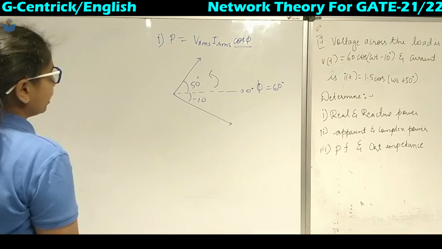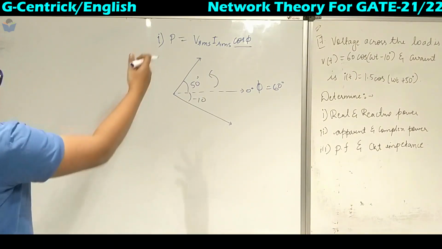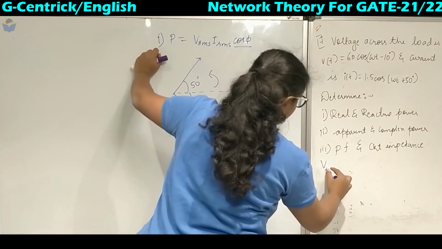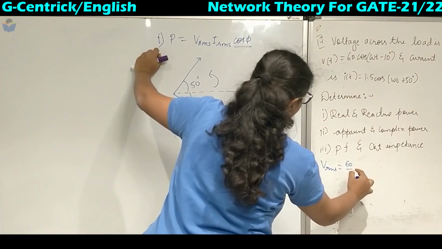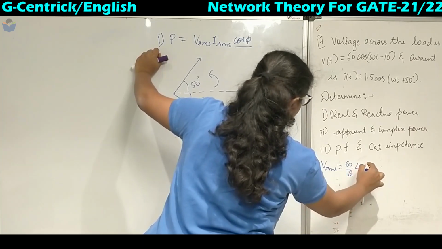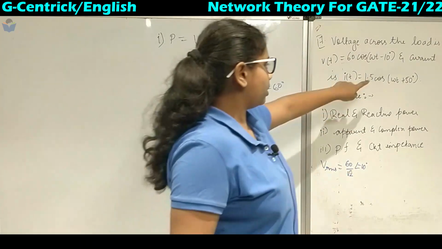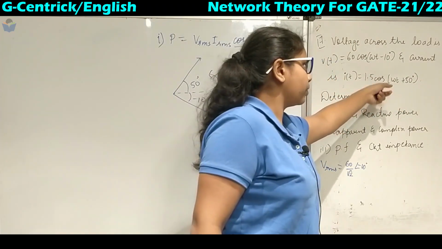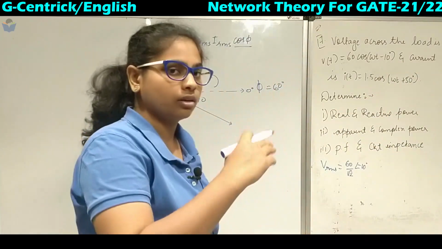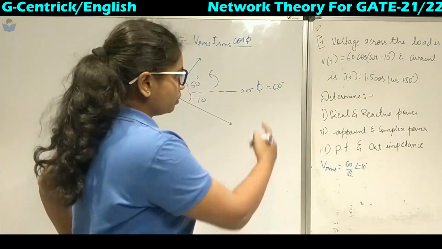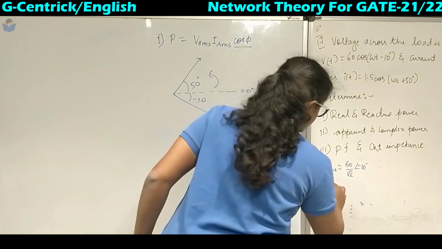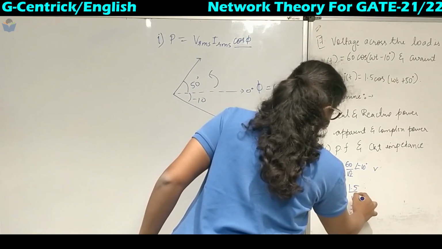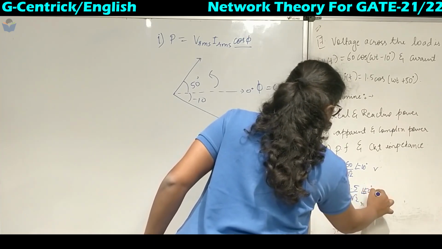Okay, so next substitute in the Vrms and Irms. Here we have got the maximum value. So what will be Vrms? 60 upon root 2, angle is minus 10 degree. Since they both are in cos, there won't be any difference in the angle. If one was in sin, then we had to convert the other into cos or sin term. Since they are the same, we will keep it as it is. And what is Irms? 1.5 upon root 2 and the angle is 50 degree.